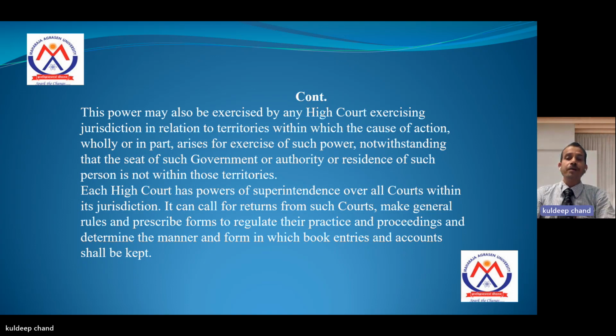Each High Court has the power of superintendence over all courts, that is, the subordinate judiciary. It can call for returns from such courts, make general rules or prescribe forms to regulate their practice and proceedings, and determine the manner and form in which books, entries, and accounts shall be kept.